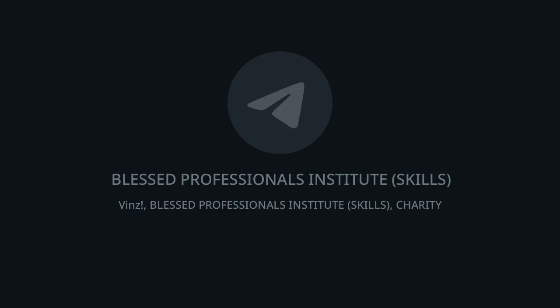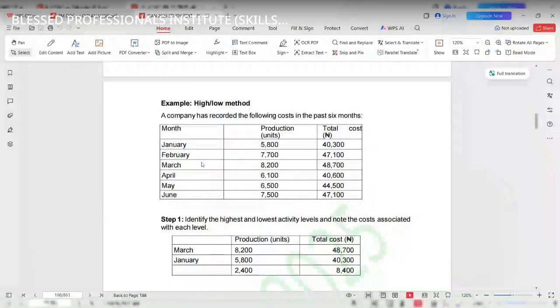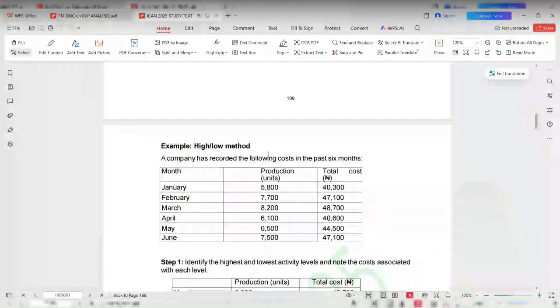All right. So we go and check our question. This is the question. We have January, February, March, April, May. Which one is the highest production unit out of this? The highest production unit is in March, 8,200. And which one is the lowest? The lowest is in January, 5,800.